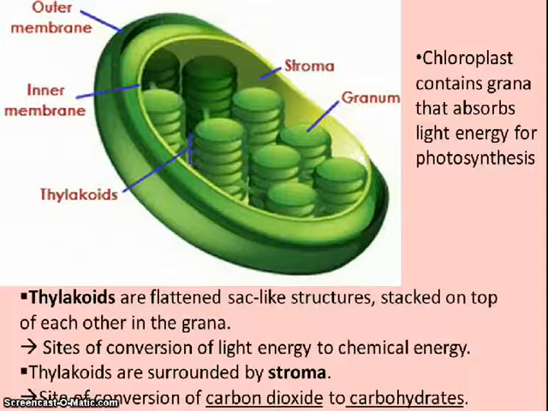Within the chloroplasts are small grains or grana that absorb light energy for photosynthesis. Thylakoids are small, flattened sac-like structures that are often stacked on top of each other in the grana. They serve as the sites of conversion of light energy to chemical energy. Each chloroplast contains about 40 to 80 grana, and each granum comprises about 5 to 30 thylakoids. The thylakoids are surrounded by the stroma, which is a dense fluid. This is the site where reactions occur and also where carbon dioxide is converted to carbohydrates.